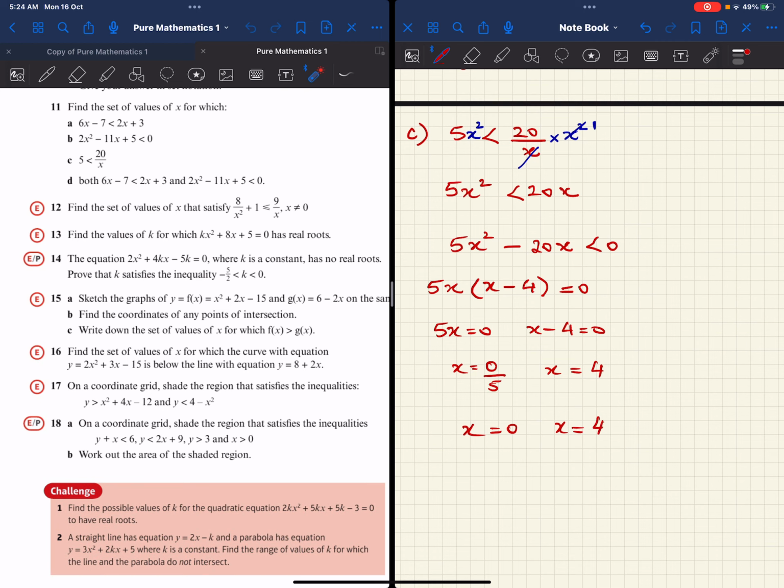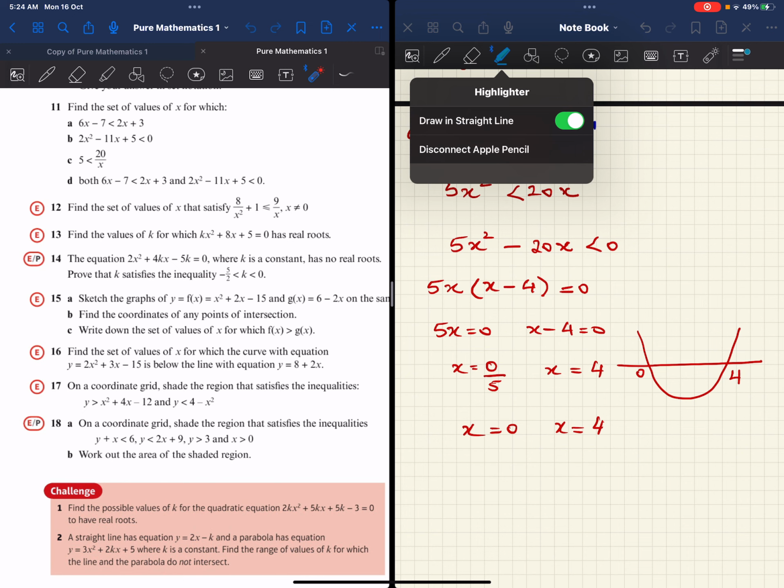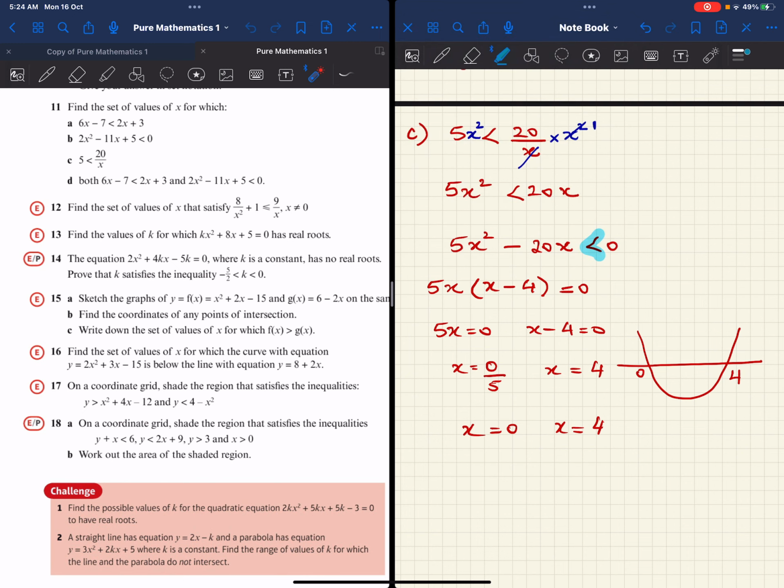I've got my critical values, and my critical values help me to sketch the curve. So I have got 0 and 4, and I have got to find the values of the inequality where it is below the x-axis, so less than 0. So less than 0, it's going to be below the x-axis, and hence x is greater than 0 and less than 4, and that's my answer to C.